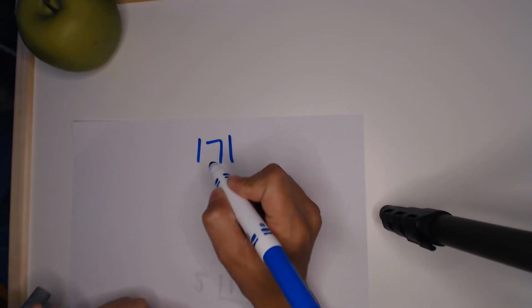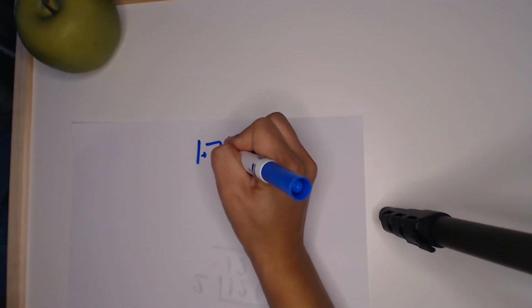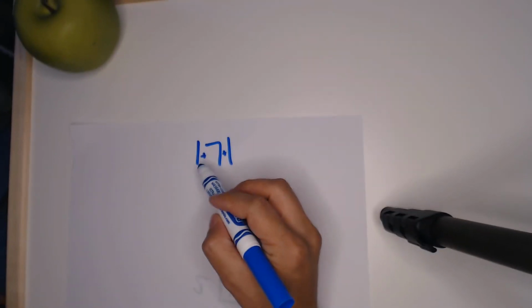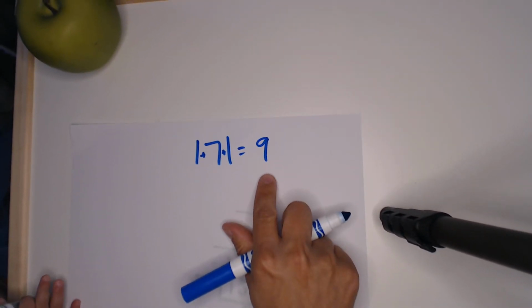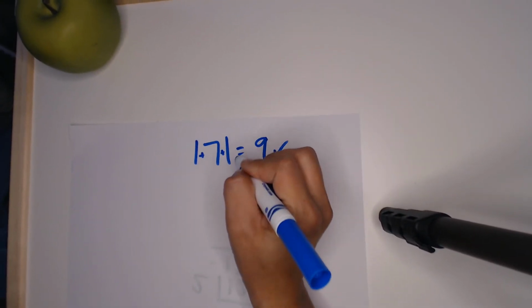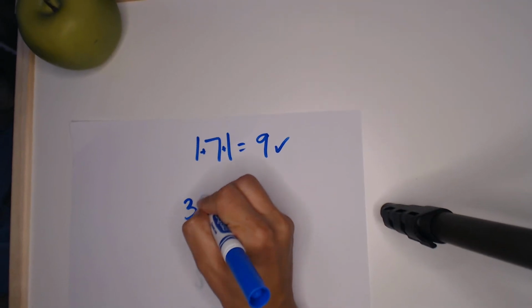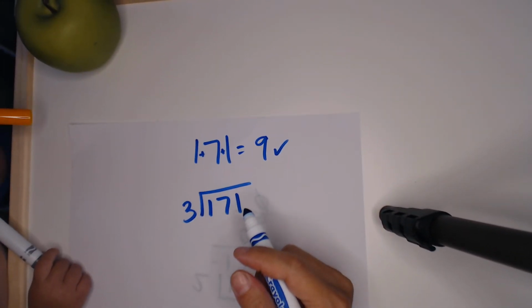So again, the rule is if the sum of all the digits, meaning if I add 1 plus 7 plus 1, I have 1 plus 7 is 8, 8 plus 1 is 9. Can 9 be divided by 3? Yes, it can. So this whole number can be divided by 3. And again, I'll prove it with long division with some assistance here from Addison.